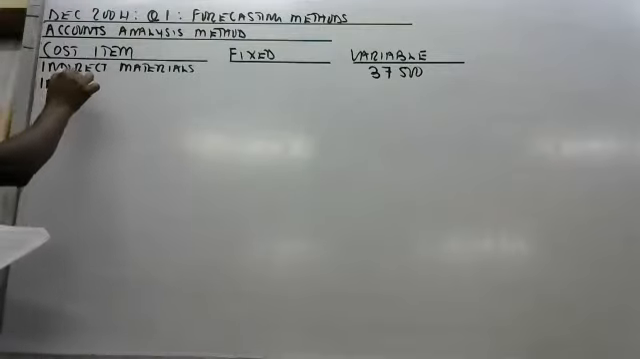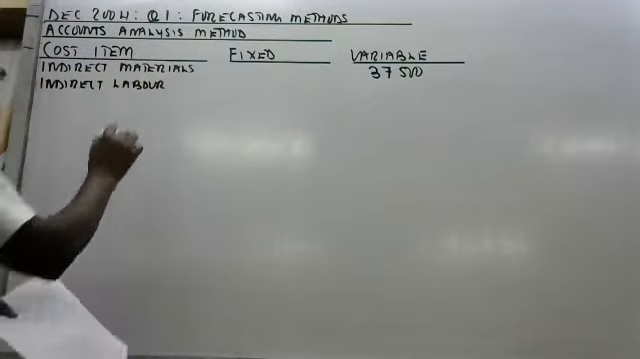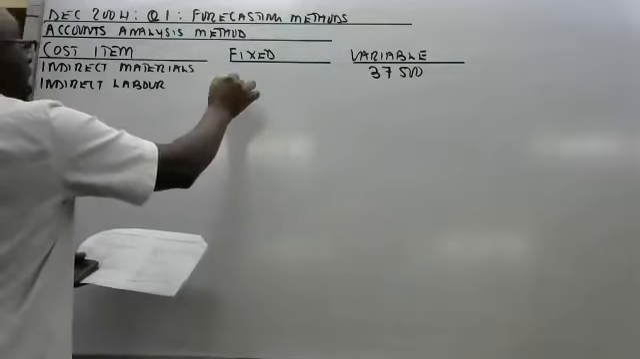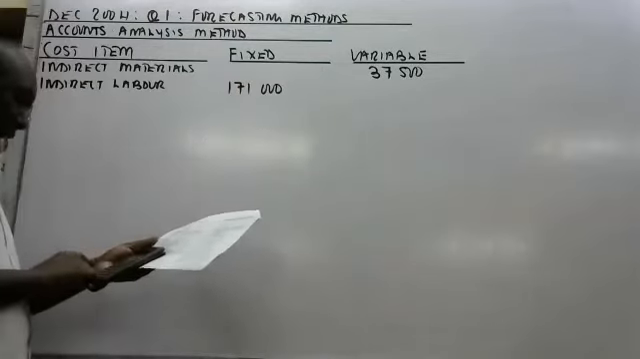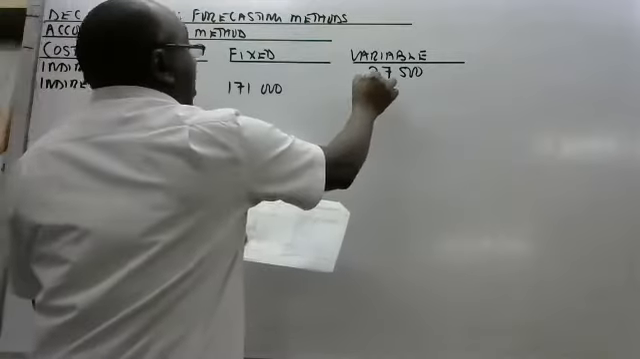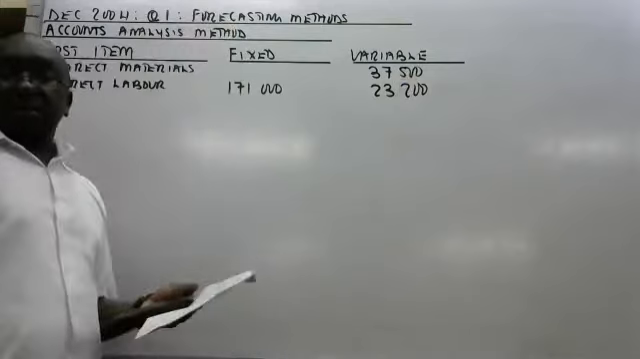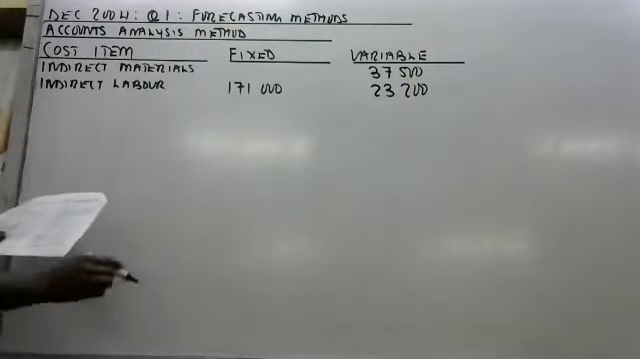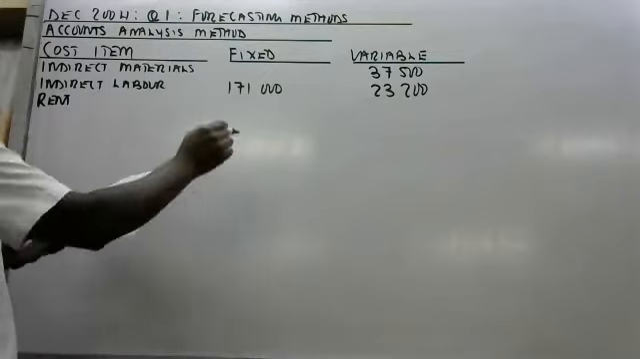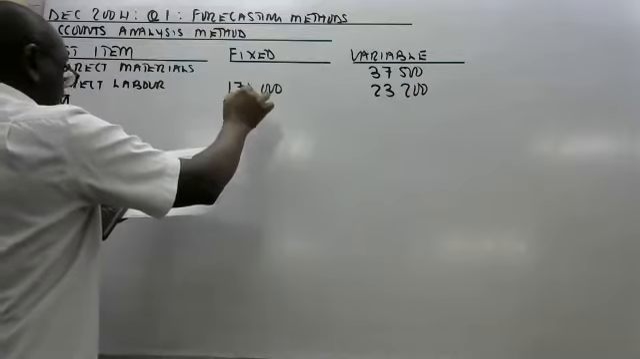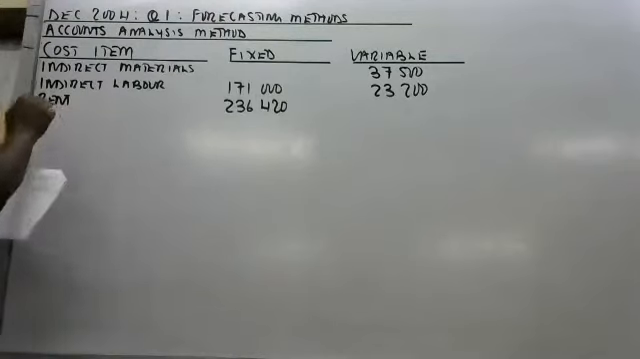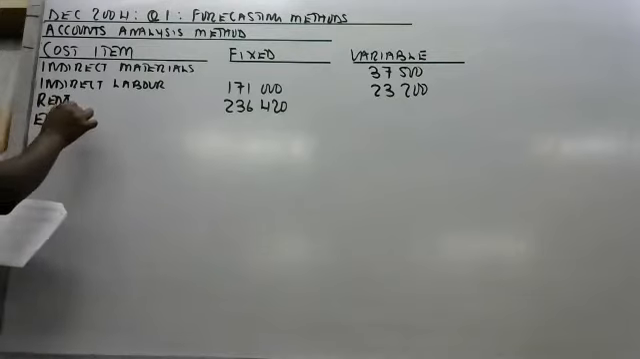Indirect labor. We are told 171,000 is fixed. So utachukua 194,200 minus 171,000 and get 23,200. Aya, tuende kwa huyo mwingine, rent. Rent, that one is fixed. So we get 236,420. Tuende kwa huyu wa stima, electricity.